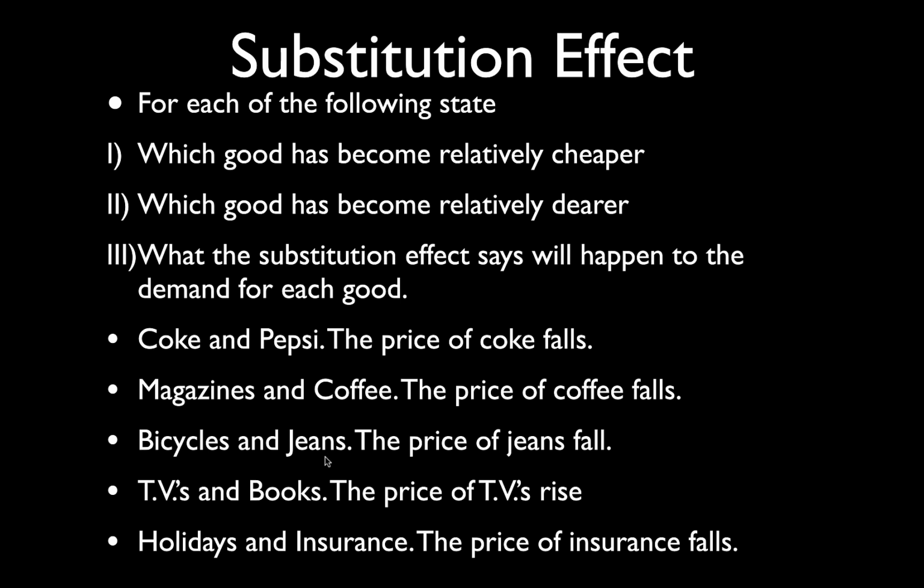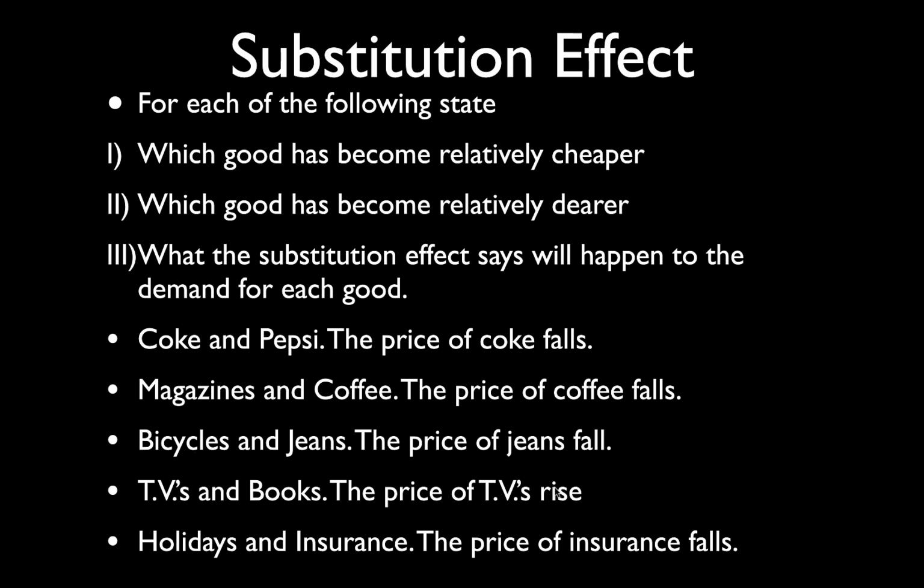Bicycles and jeans, I don't think they're substitutes. The price of jeans falls. Jeans have become relatively less expensive. Bicycles have become relatively more expensive. The substitution effect says you always buy more of a relatively cheaper good, so therefore you will buy more jeans and less bicycles. Okay, TVs and books.